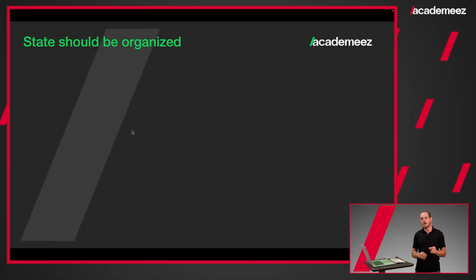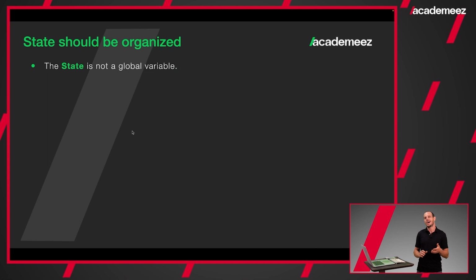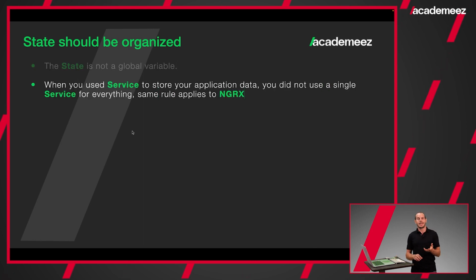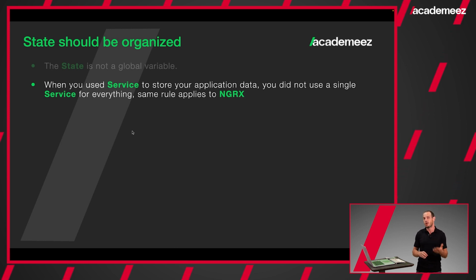Something we can notice from watching the book application is the fact that the state in NGRX should be organized. The state in NGRX is not a global variable that you just throw arbitrary data into without logic or without order. It needs to be organized. My guess is that before you used a state management library, you were probably using services to store your data and to interact with the server.